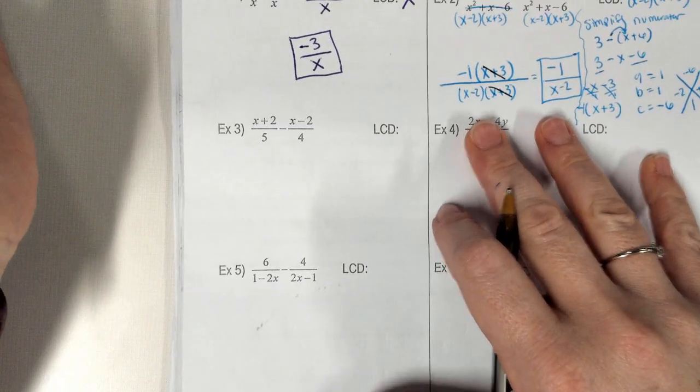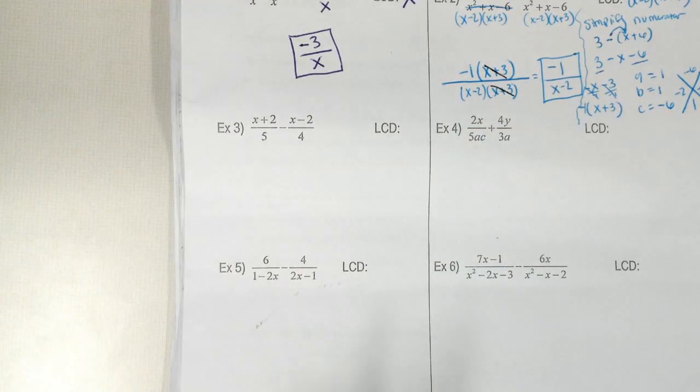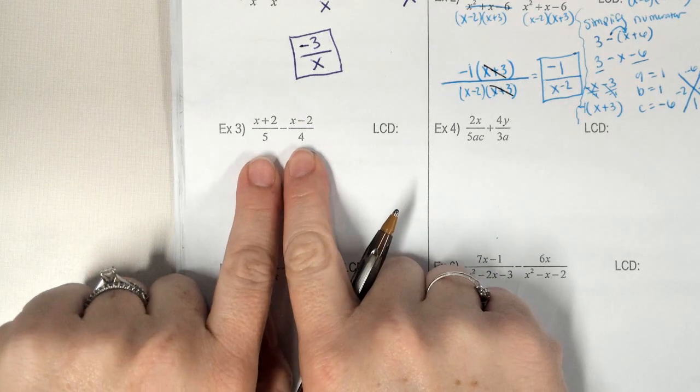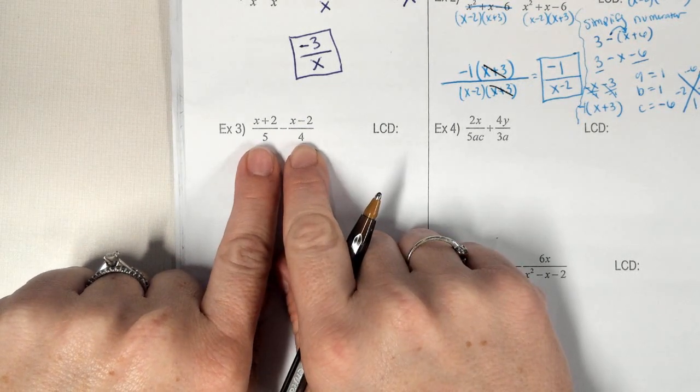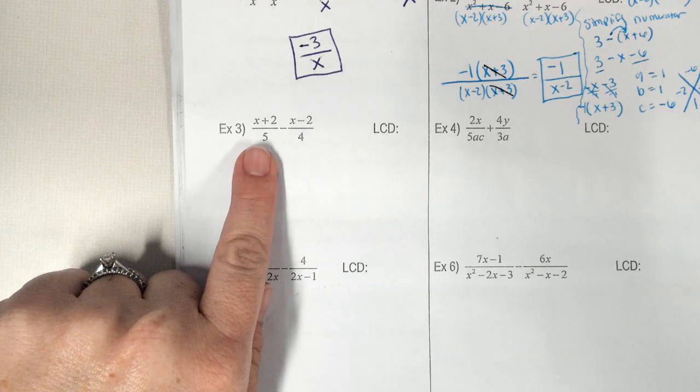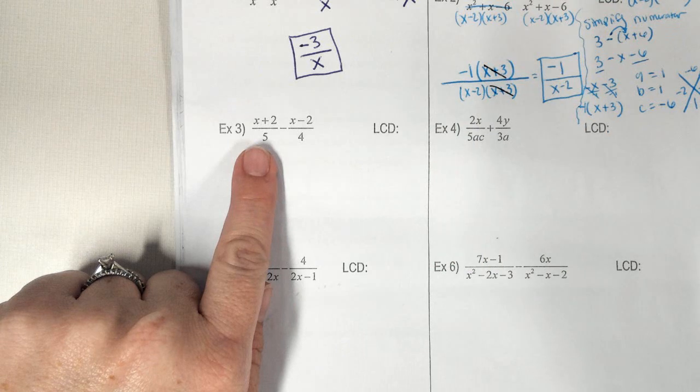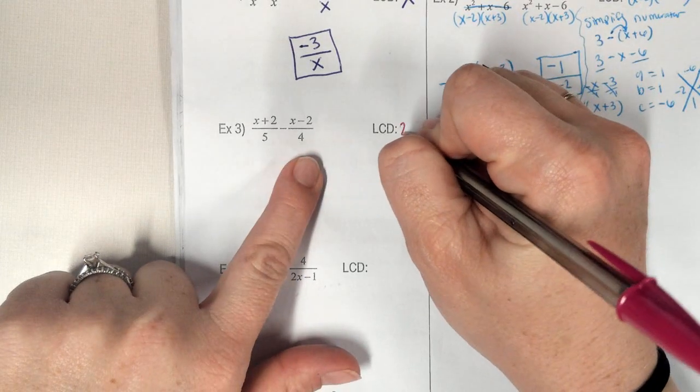Okay, so let's look at number 3. Do they already have a common denominator? No. Okay, so what can 5 and 4 both turn into? 20. Now, if you cannot look at those and tell what they both turn into or what your common denominator is, I always start with my smaller number, which is 4. And what are multiples of 4? 4, what comes after 4? 8, 16, 20. Well, doesn't 5 go into 20? Therefore, that's my LCD.